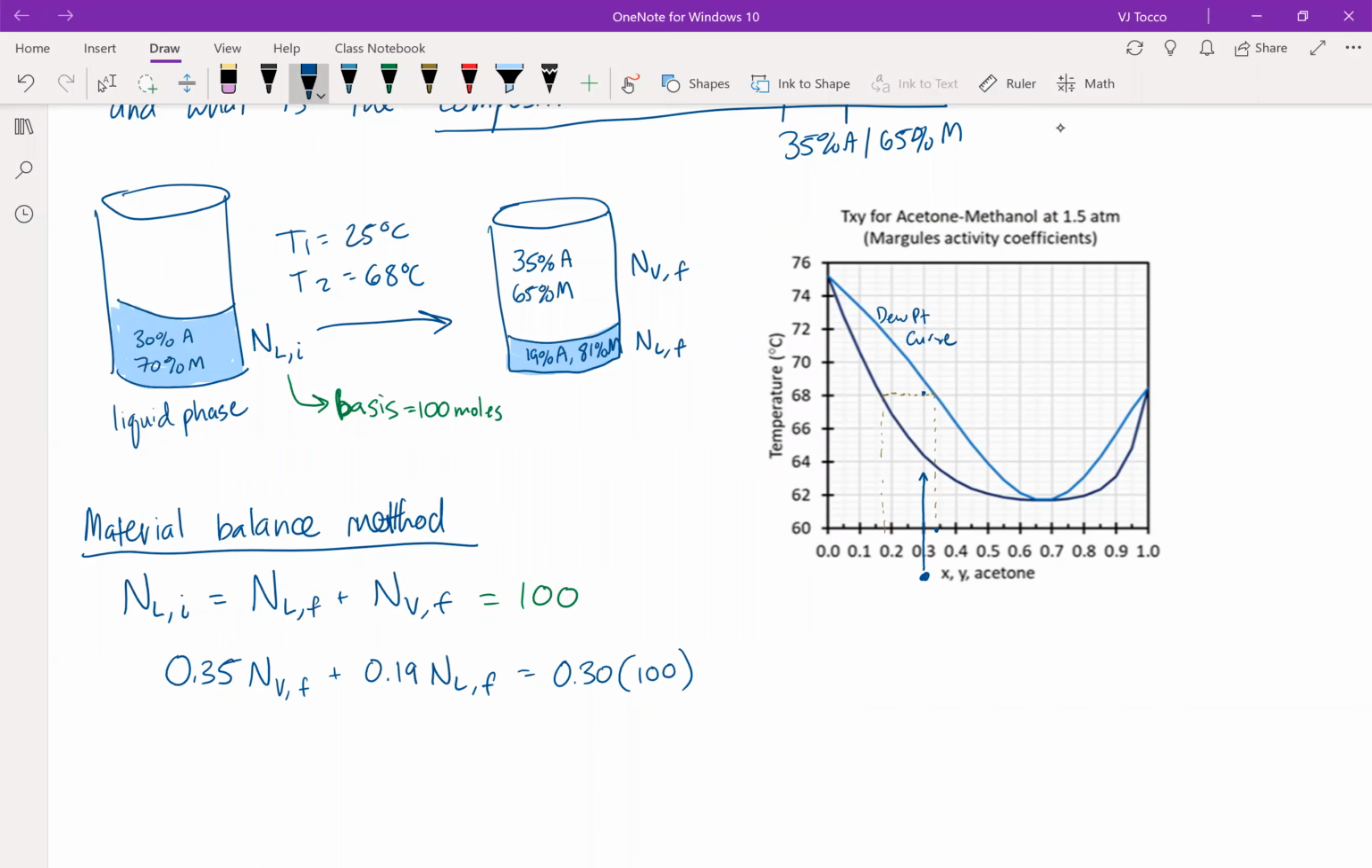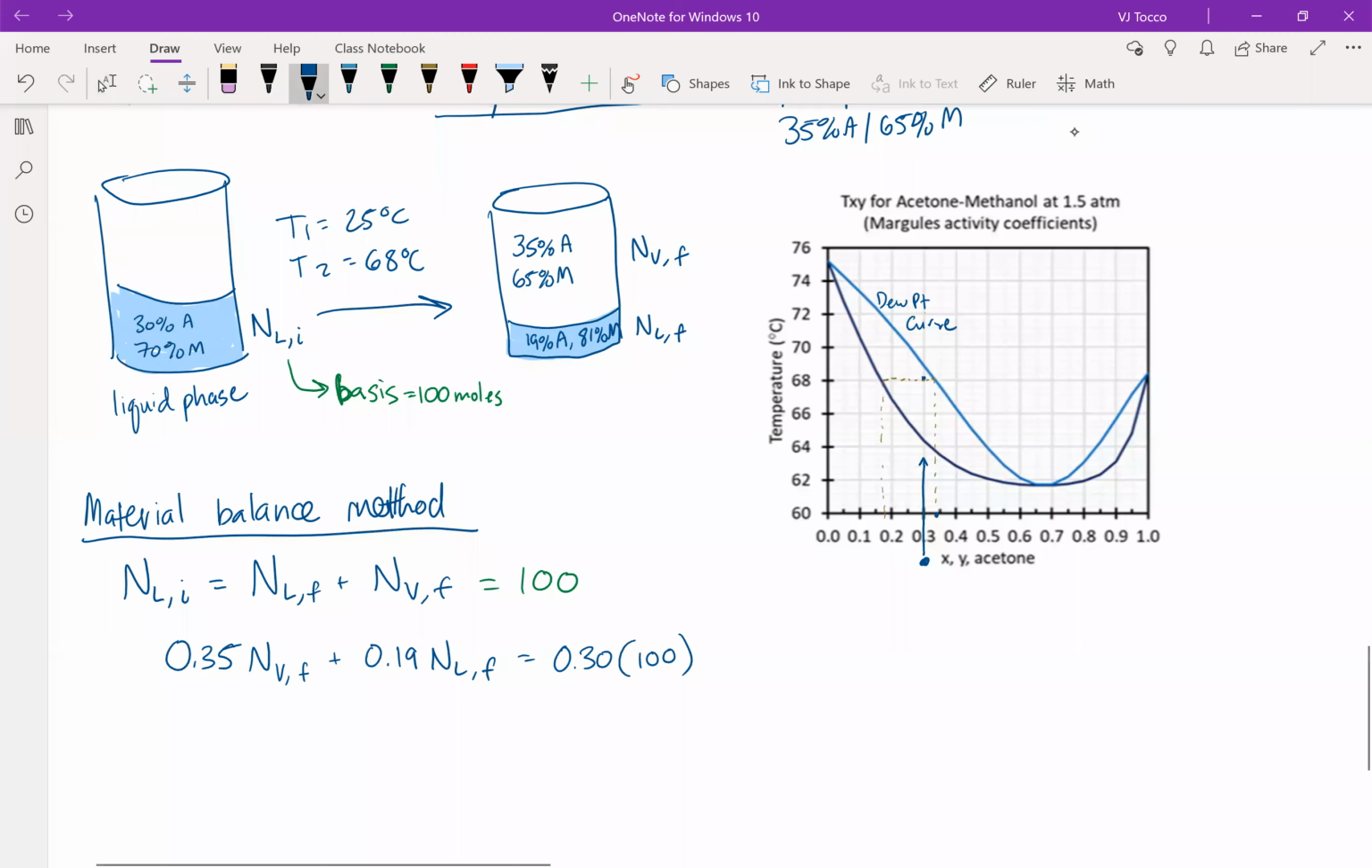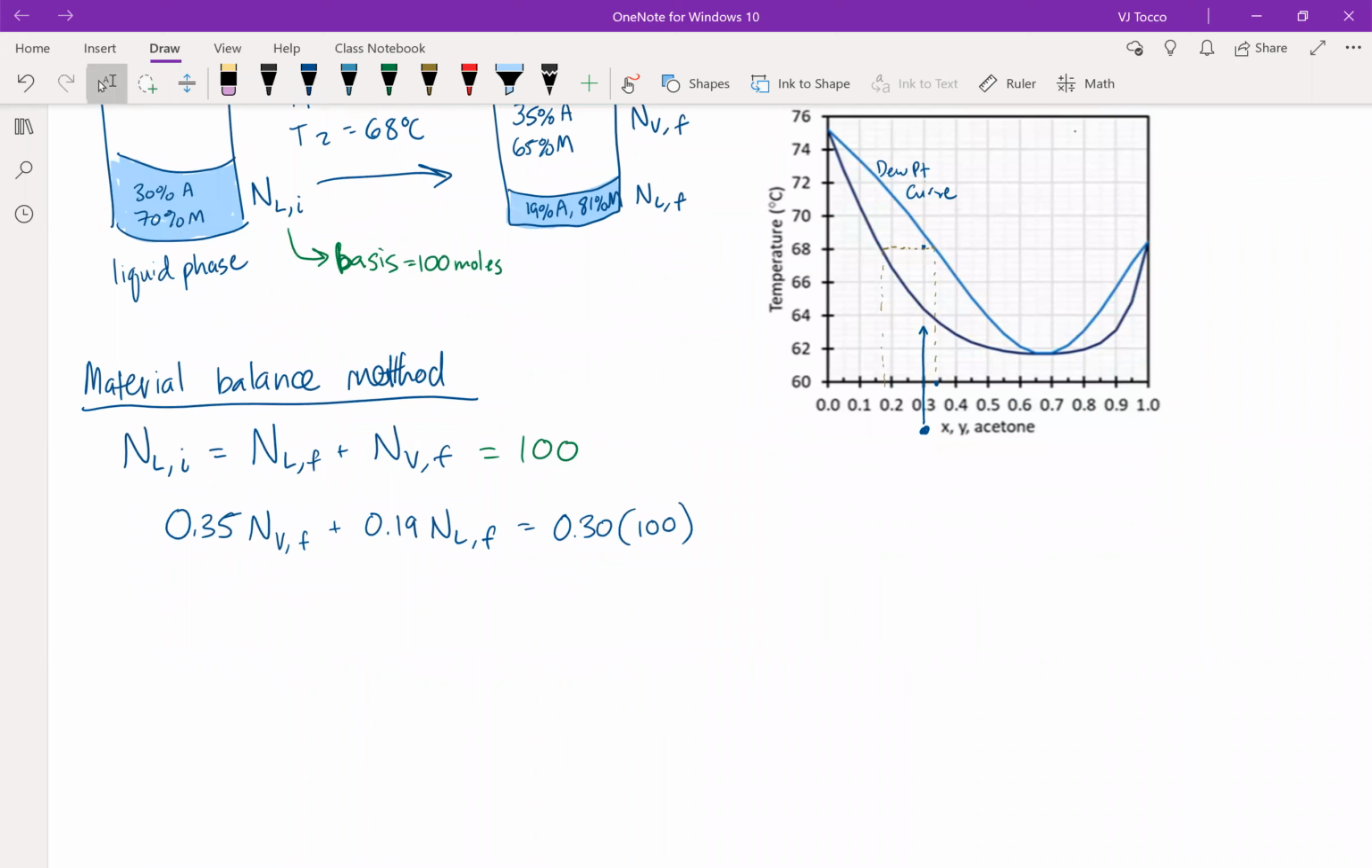So here I have a system of 2 equations with 2 unknowns that I can solve for the moles final, the moles in the liquid final and the moles in the vapor final. The solution procedure here is to substitute, which would probably be the easiest. So I'm going to solve for NL final and just plug that in. So 0.35 NV final plus 0.19 times 100 minus NV final is equal to 30.